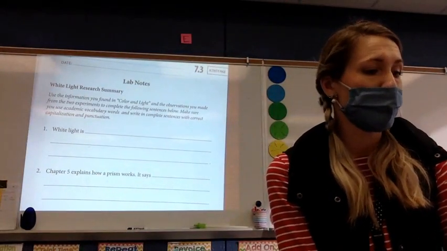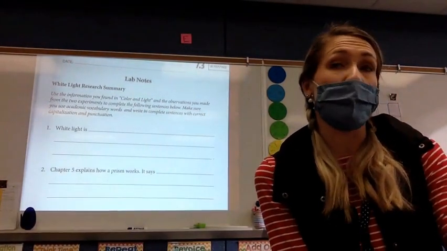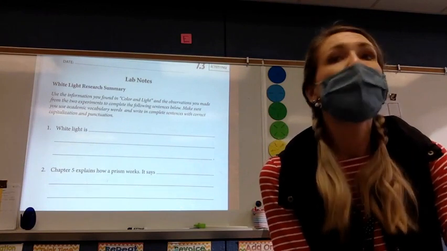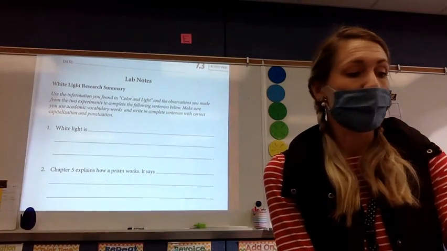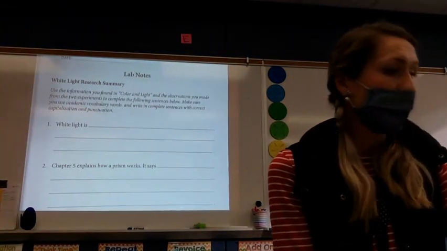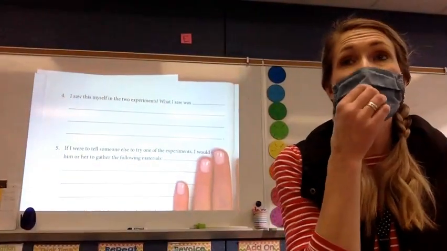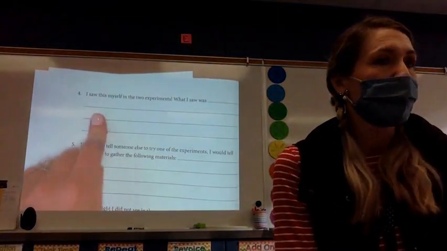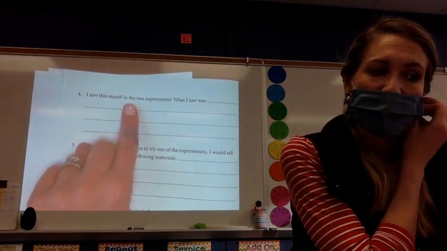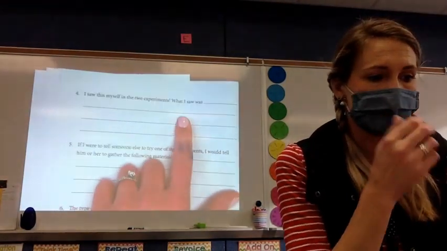Number 3, point to it. The colors in the light spectrum are. You're just writing the abbreviation? Do your best to write it out. The colors in the light spectrum are, you'll put it down here. Go ahead and turn the page to look at number 4. More sentence starters for you. Read the sentence starter for number 4 with me. I saw this myself in the two experiments.